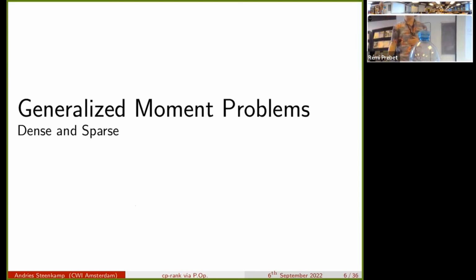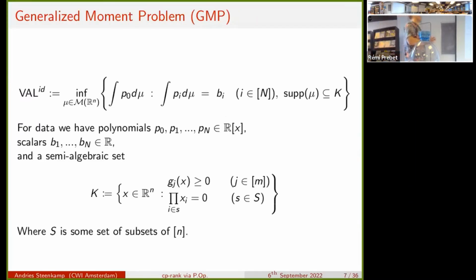So a little bit of theory about GMPs, generalized moment problems. Generalized moment problem, I've written one here. It is an optimization problem over measures on R^n. You encode the data in terms of polynomials. So the objective is the integral of polynomial p0 with respect to the measure. Your constraints, again, the integral of polynomial pi, you have to fix it to a bi. And the support of your measure has to be contained in a semi-algebraic set. So you have your polynomial inequalities, and you have your polynomial equalities you have to satisfy.